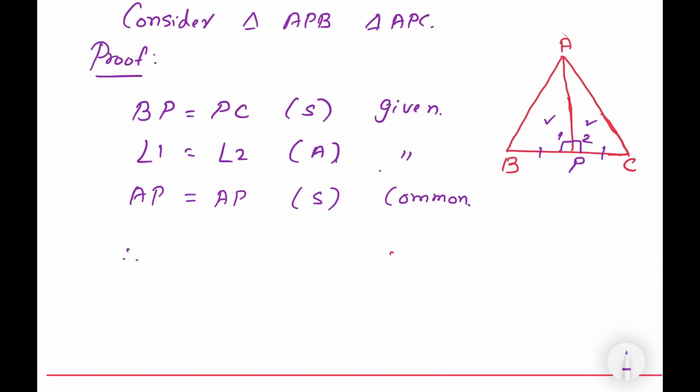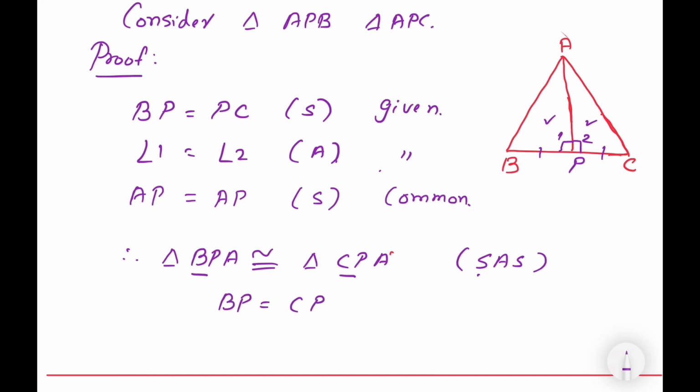Therefore, triangle BPA is congruent to triangle CPA, SAS criteria. Now, you have to prove AB equal to AC. So, we will check here AB and AC. Therefore, AB equal to AC, CPCT.